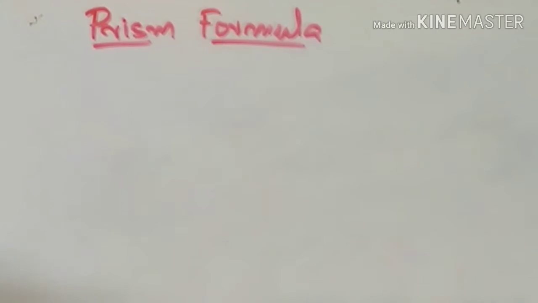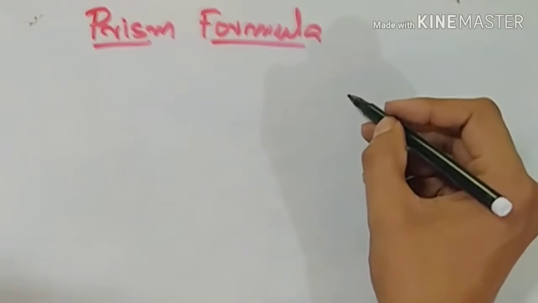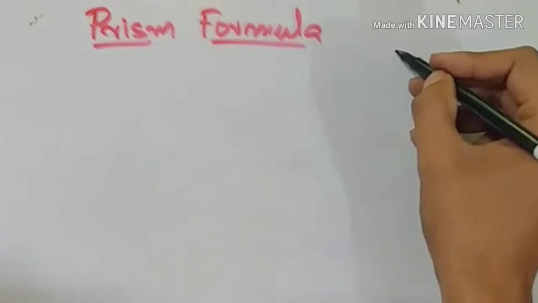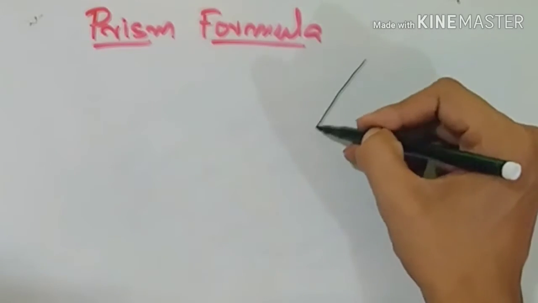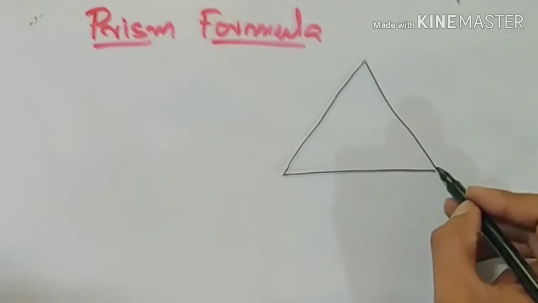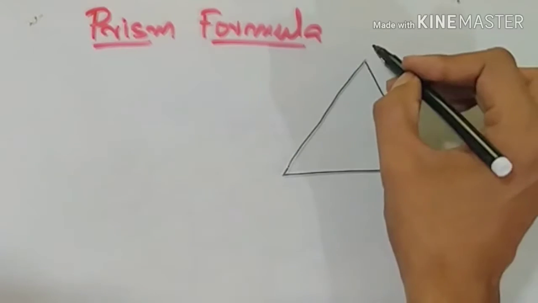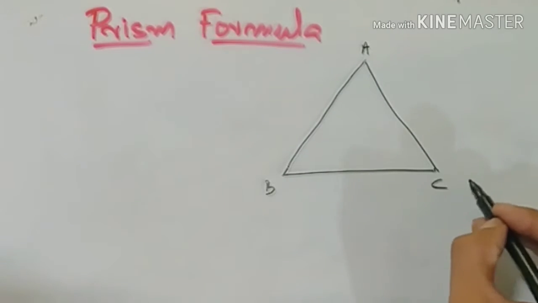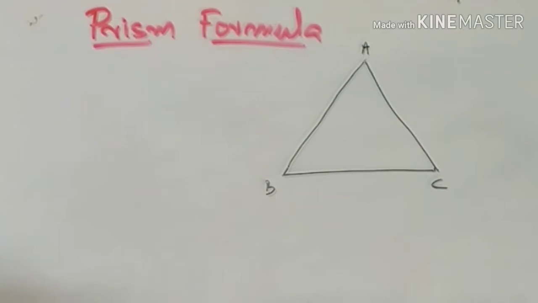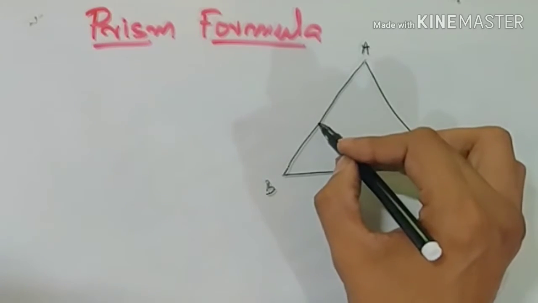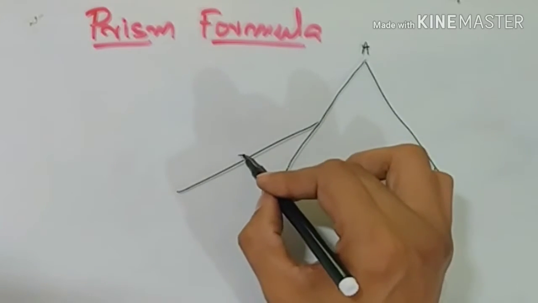Okay, in this session we are going to discuss the derivation of the prism formula. For deriving the prism formula, let me draw the ray diagram over here. We are having a triangular prism. Let this be our triangular prism and we are marking it as A, B, C. We are having a triangular prism ABC onto which a light ray is incident like this.